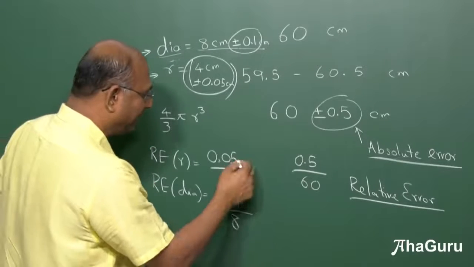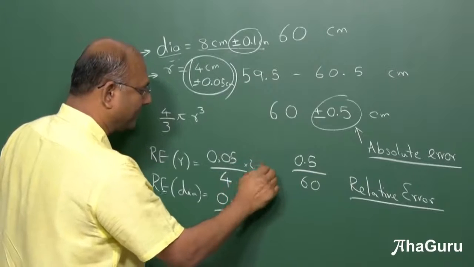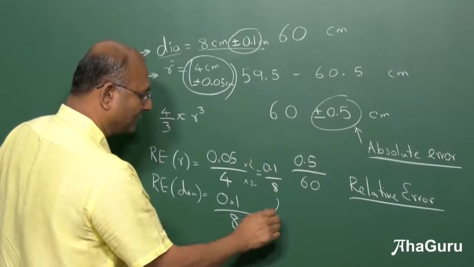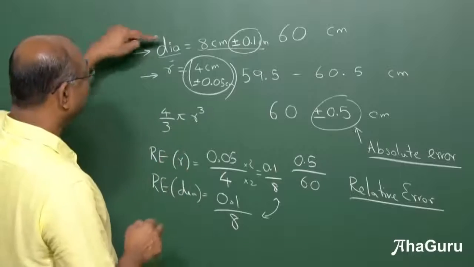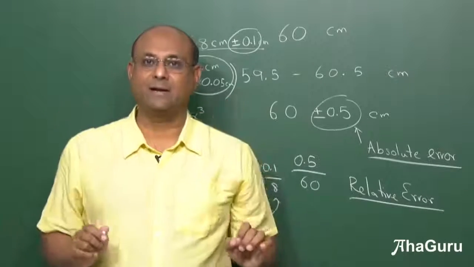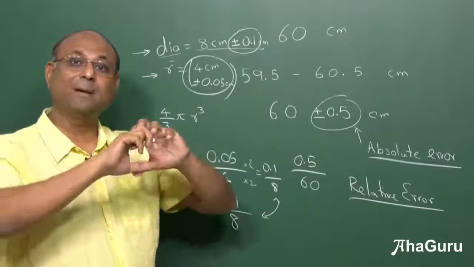Because if I had multiplied that by 2 in the numerator and denominator, that is going to become 0.1 and this is going to become 8. So these two are exactly the same. So that means diameter and radius both have the same relative error. So is that clear? So we use relative error because relative error gives you a better idea.